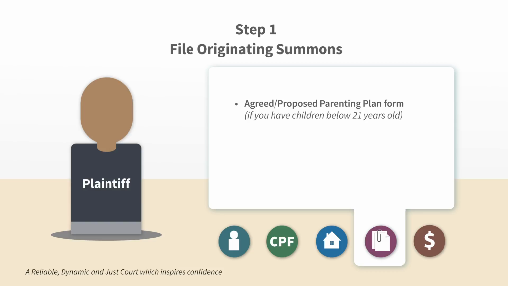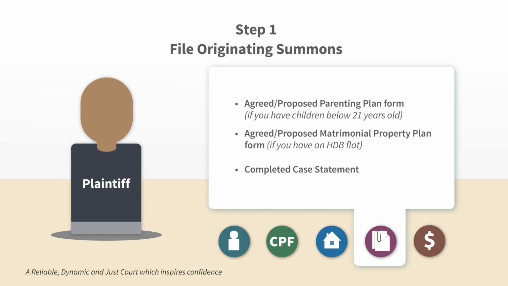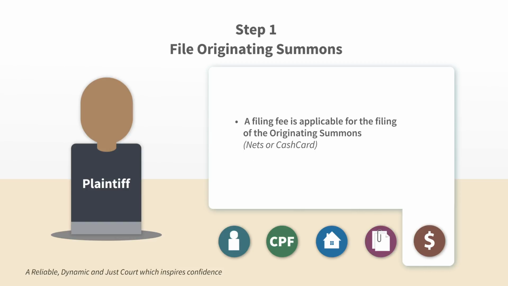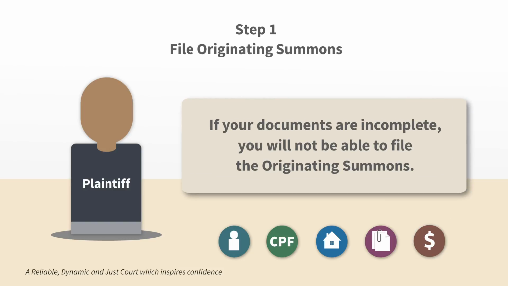agreed or proposed parenting plan form if you have children below 21 years old, agreed or proposed matrimonial property plan form if you have an HDB flat, completed case statement. A filing fee is applicable for the filing of the originating summons. If your documents are incomplete, you will not be able to file the originating summons. Please ensure that you have checked against the letter for the documents required before you come for filing.